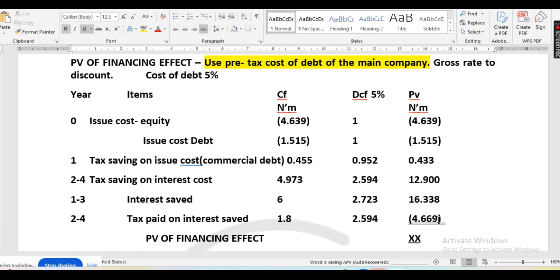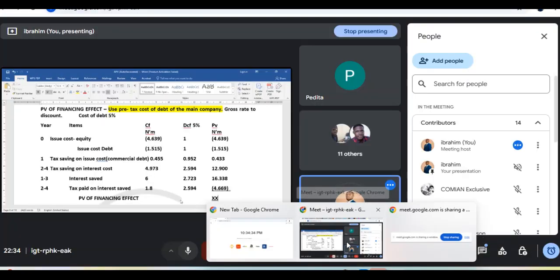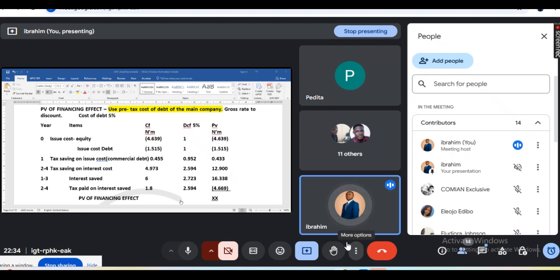Is it positive or negative? So you can unmute your mic if you have the question. Who is that? Okay, please unmute your mic.